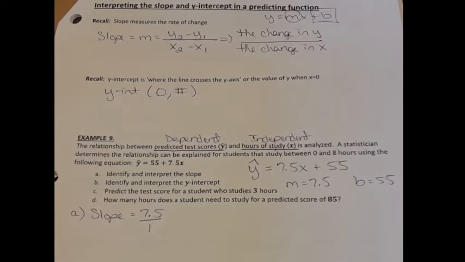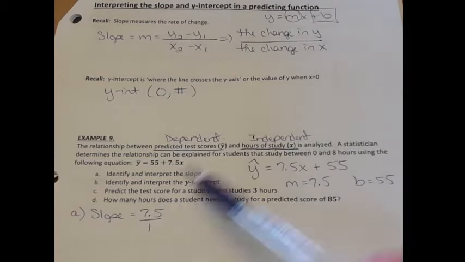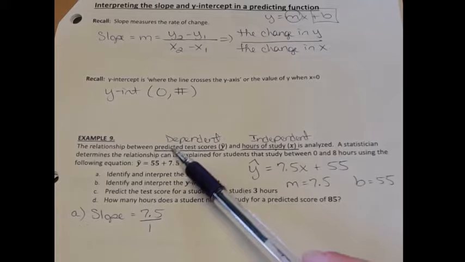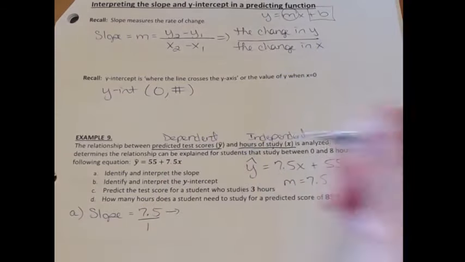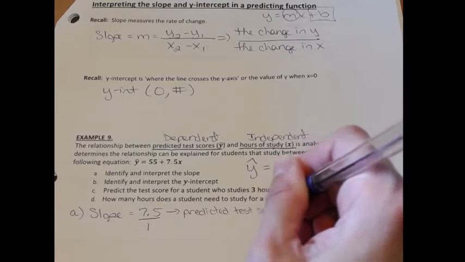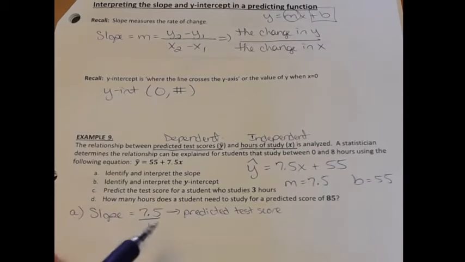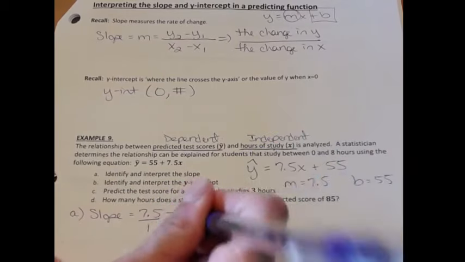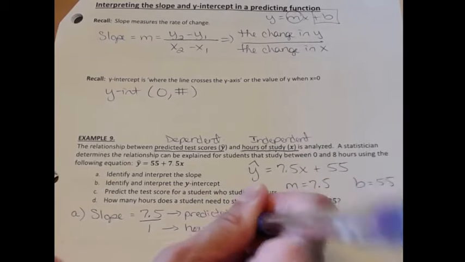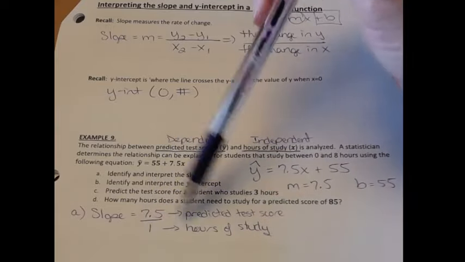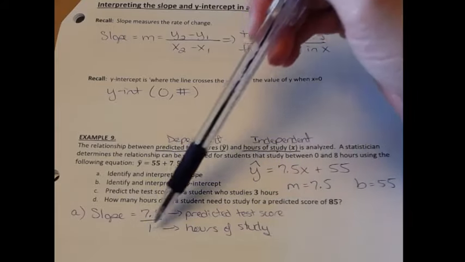So now let's take it a step further and interpret what this means. What may help is the following. We know that the numerator of our slope is the change in y, right? And the change in y in this case refers to the predicted test scores. So what I'd like to do here is I like to write predicted test score, right? And then the 1 in my denominator represents the change in x, and x in this case represents the hours of study. So hours of study. Now, carefully look at what this is saying. 7.5, predicted test score, 1 hour of study.